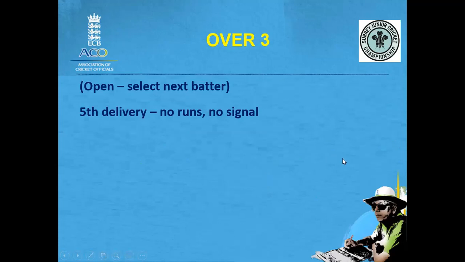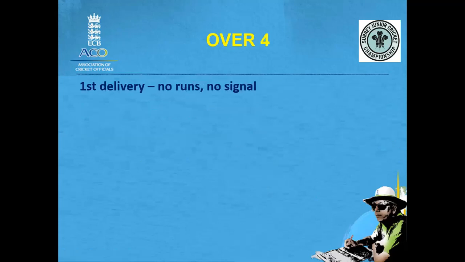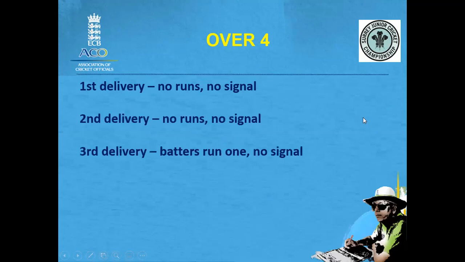Fifth delivery, no runs, no signal. Sixth delivery, no runs, no signal. Fourth over, same bowler, so we don't need to change the bowler, we just confirm. First delivery, no runs, no signal. Second delivery, no runs, no signal.